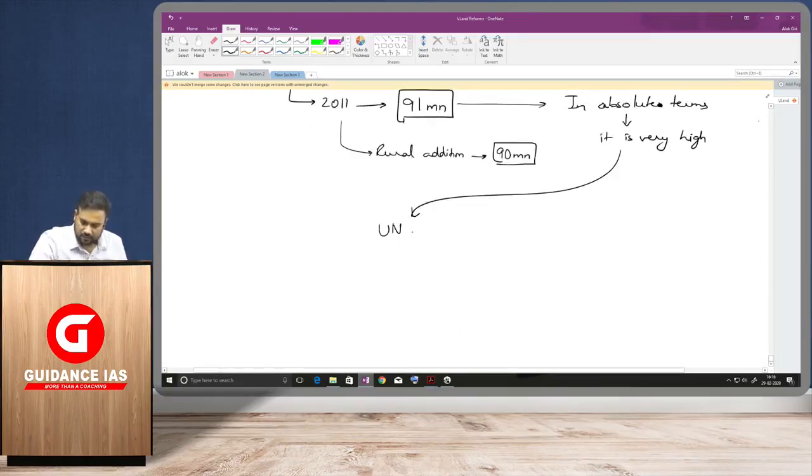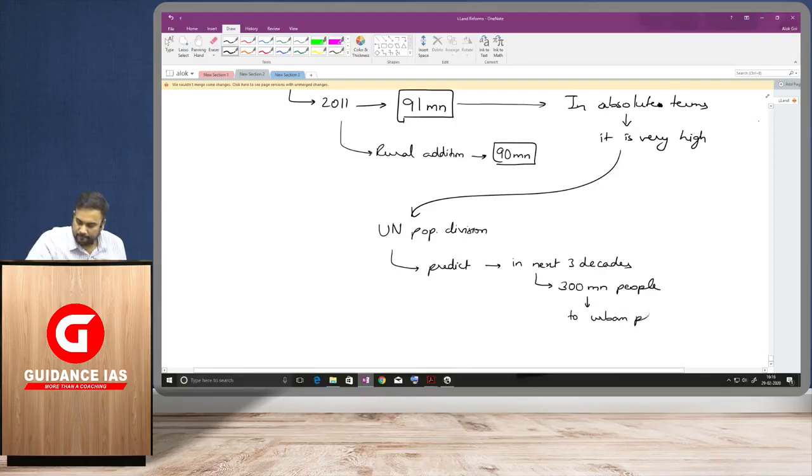So the United Nations Population Division predicts that in the next 3 decades there would be an addition of 300 million people to urban places in India. Urban places in India. ठीक है, so this is basically the case of India's urbanization.